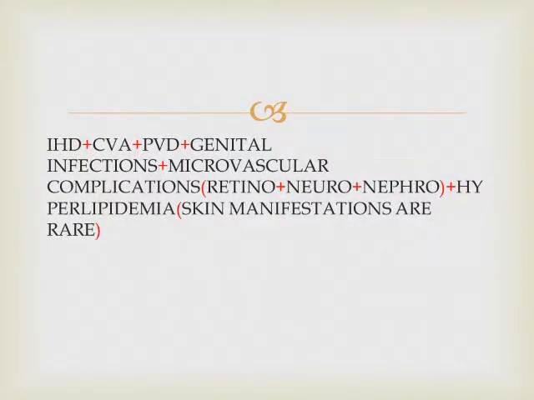As we said, type 2 diabetes is usually asymptomatic and may present with complications like ischemic heart disease, coronary vascular disease, cerebrovascular accident, peripheral vascular disease, and genital infections, or any type of microvascular complications like retinopathy, neuropathy, or nephropathy. Hyperlipidemia may also manifest in patients with type 2 diabetes. Skin manifestations are rare, like arcus lipoides, or xanthoma and xanthelasma in the skin.